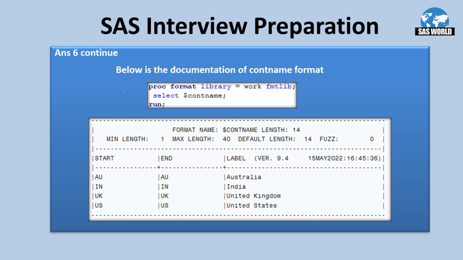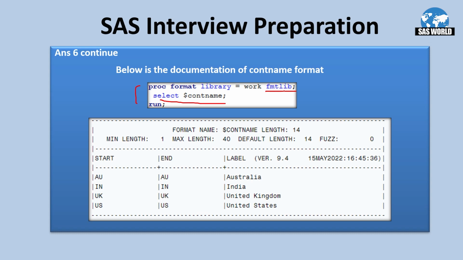So I have just displayed how that format is created. Below is the documentation of the CNTNAME format. If we apply this, we will be able to see the definition of that particular format. So PROC FORMAT, LIBRARY=WORK, then FMTLIB, then SELECT CNTNAME.